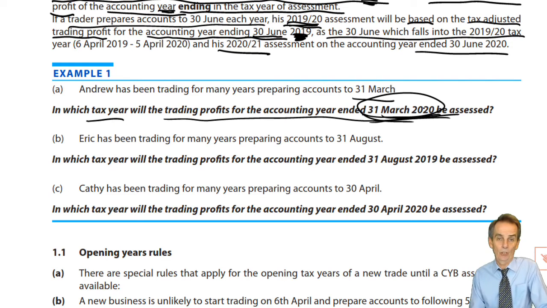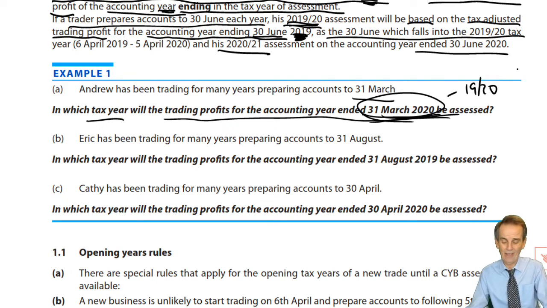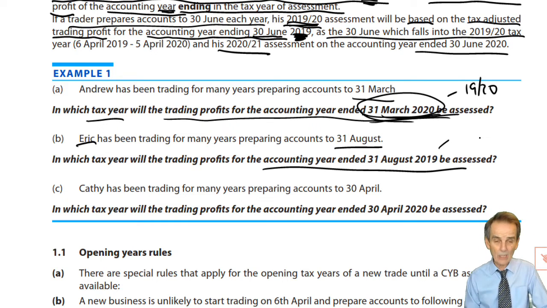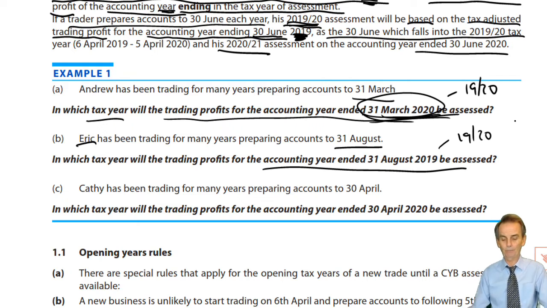Which tax year does that fall in? Well, it falls just before the end of the 1920 tax year. Runs from the 6th of April 19 to the 5th of April 20. So if it is year ended 31st of March 20, that will be assessed in the 1920 tax year. Eric, on the other hand, prepares accounts to 31st of August and therefore has an accounting year ended 31st of August 19. So again, in which tax year does the 31st of August 19 end? It's again, obviously, the 1920 tax year.